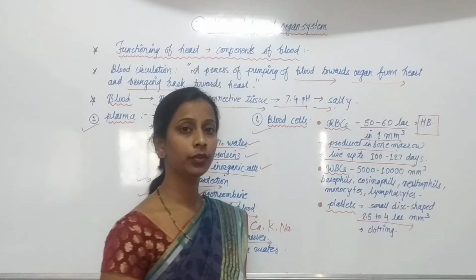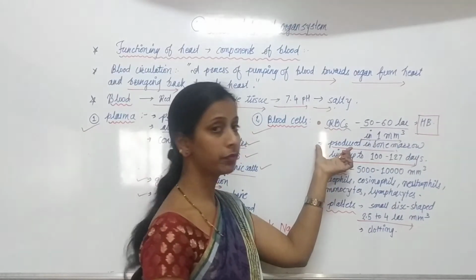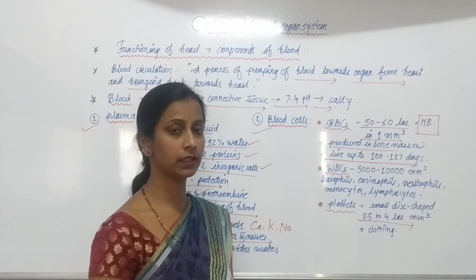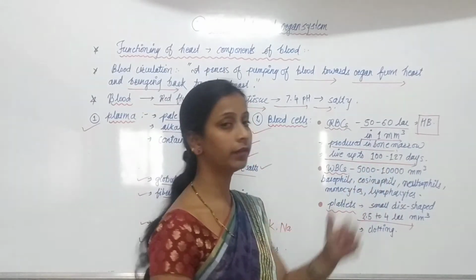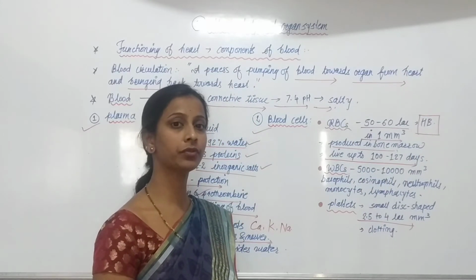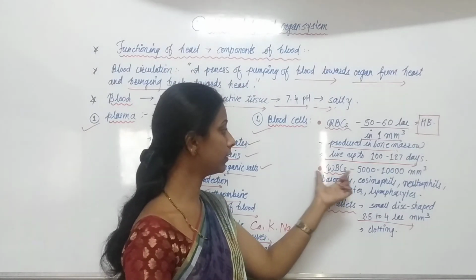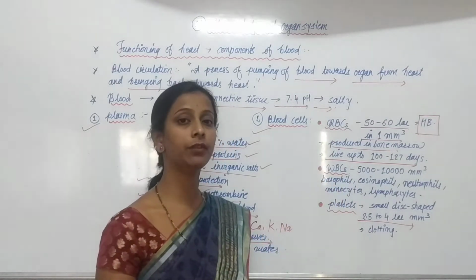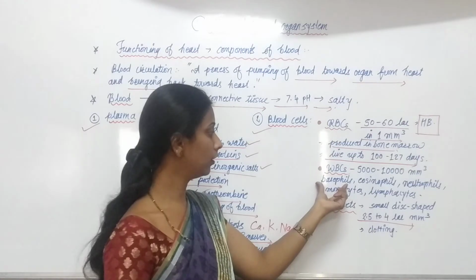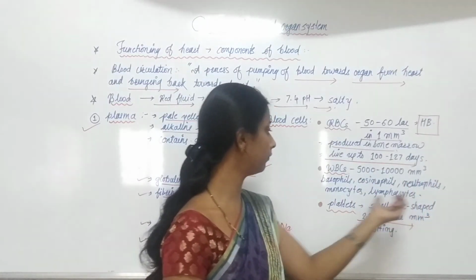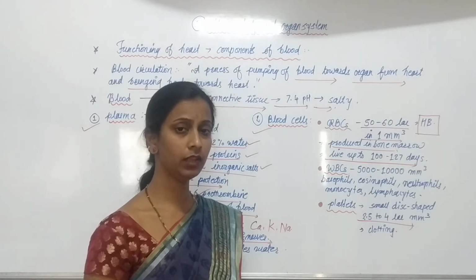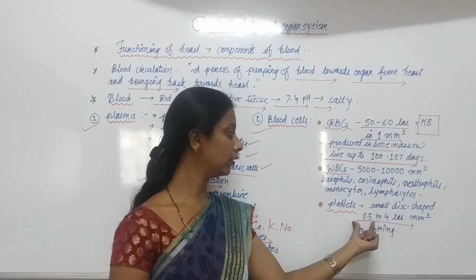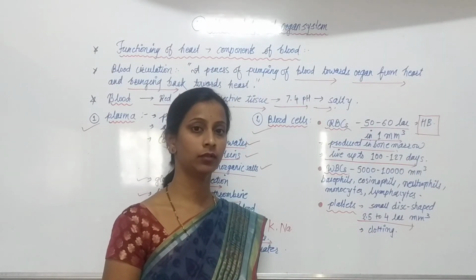The number is given per cubic millimeter. Then it is produced in bone marrow and lives up to 100 to 127 days, and after that new RBCs are produced again. Then WBCs 5,000 to 10,000 per cubic millimeter, and these are made up of 5 types: basophils, eosinophils, neutrophils, monocytes, and lymphocytes. Then platelets. These are very small disc-like structures with a number of 2.5 lakhs to 4 lakhs.